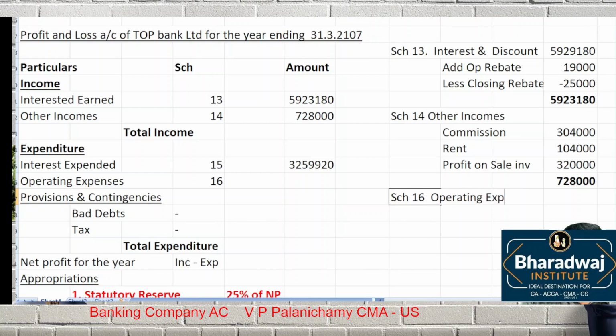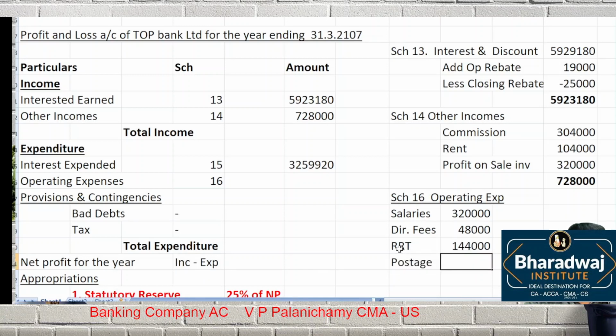Schedule 16, operating expenses. Lot of items are there. Let us list out and do it. You shall pause and write. Salary, director's fees, legal charges, depreciation, all the items will come. Just list out one by one. Rent, rates and taxes, postage, depreciation.